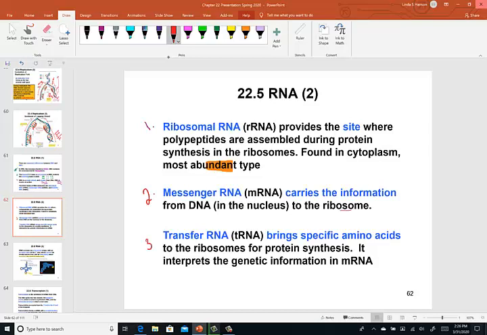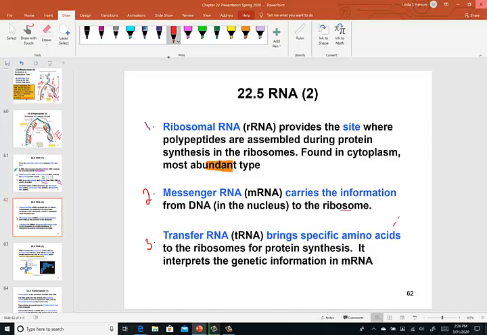And the third type of RNA molecule is known as the transfer RNA. That's abbreviated tRNA. And that's going to bring the specific amino acids that we studied in our protein chapter to the ribosomes for the protein synthesis.